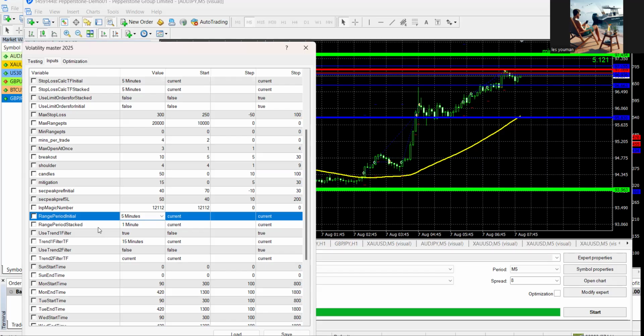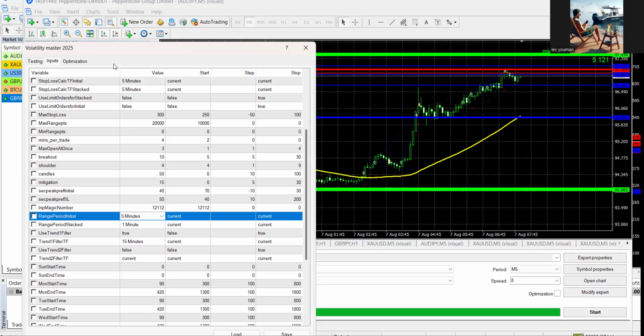Various pairs are different. And this software has really been designed to be really customizable by the user so that you can shape it to your own trading style. If you're an experienced trader and you want to shape it to suit your style a little bit more, you can definitely do that. So that sets the range for the initial trades. It sets the range for the stack trades. And then we have two trend filters.